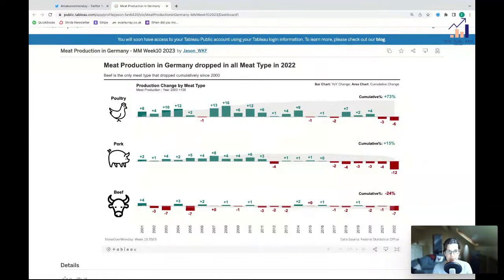I really like the viz itself. I like that the bar charts show very clearly when there was a decrease. Pork, interestingly enough, had one decrease between 2000 and 2016. The rest was all increase, and then there have been consecutive decreases over the last few years.